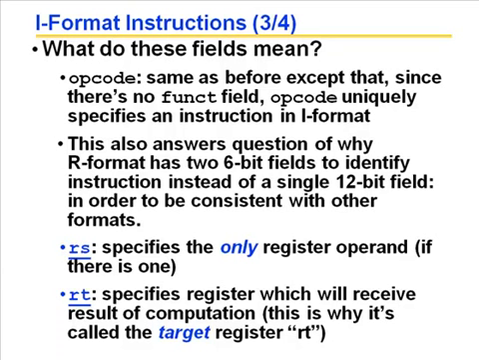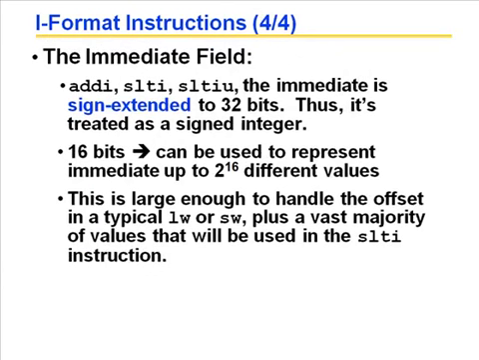So RS specifies the only register operand if there is one, and RT specifies the register which will receive the result of the computation. This is why you call it the target register, because for this particular type of instruction, it is the same as a destination. Why they don't call this one RD, I don't know, but RT in this case does act as a destination for an I format instruction.